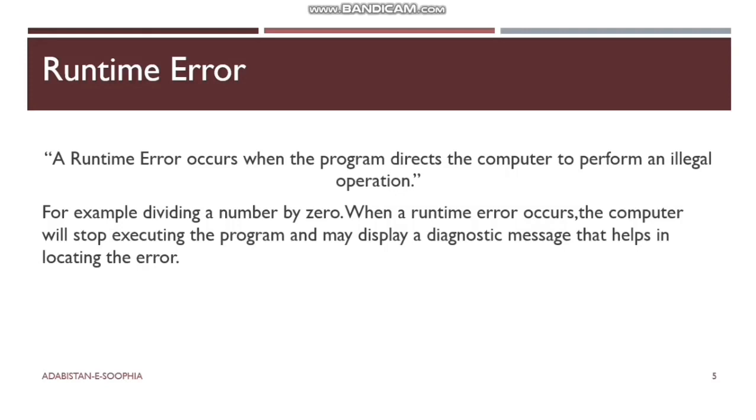When a runtime error occurs, the computer will stop executing the program and may display a diagnostic message that helps in locating the error. Whenever you make such a type of error, a message is displayed on your screen that you are facing an error on line number such-and-such of the program. The line number where the error is will be told to you, and you can correct the error at the same time.